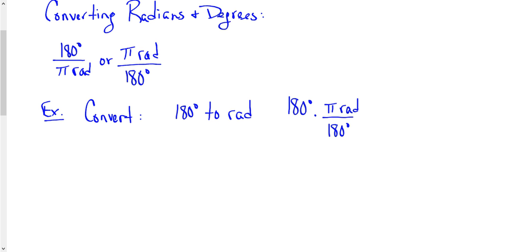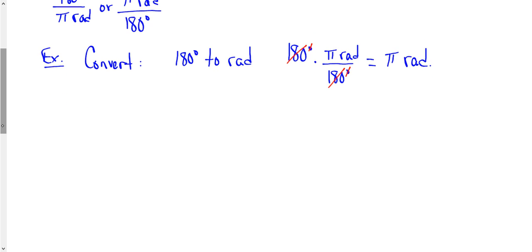Now units, just like numbers, will also cancel, right? So we have degrees that are top and bottom of each other. So these degrees cancel. And don't the 180s also cancel? And what am I left with? Just pi. Pi what? Pi radians. Pi radians, okay? That's one we already knew, but that was a simple conversion. Let's try one that's not quite 180, right? Let's try 120 degrees to radians.